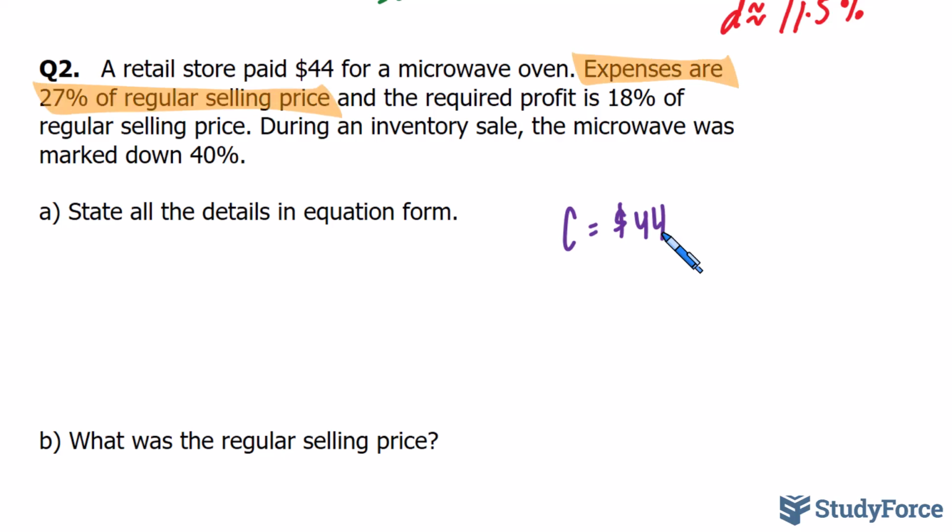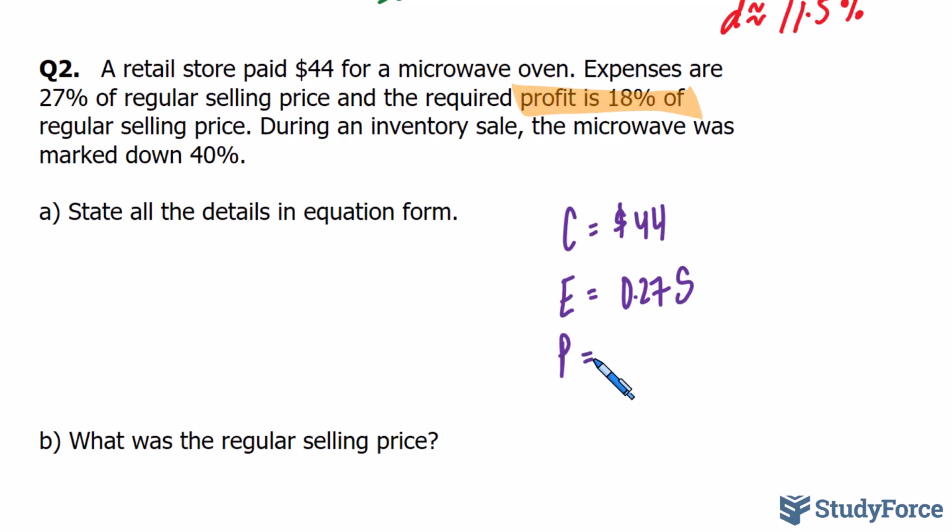Expenses are 27% of regular selling price. So expenses is denoted with the letter E, and it is 27% or 0.27 of the regular selling price, which is denoted by the letter S. And the profit is given the letter P, and that's 18% or 0.18 of S. During an inventory sale, the microwave was marked down 40%, meaning that our discount is 40% or 0.4. That answers question A. So this is what you have to do when you answer these types of problems. You do need to write down all the given pieces of information.